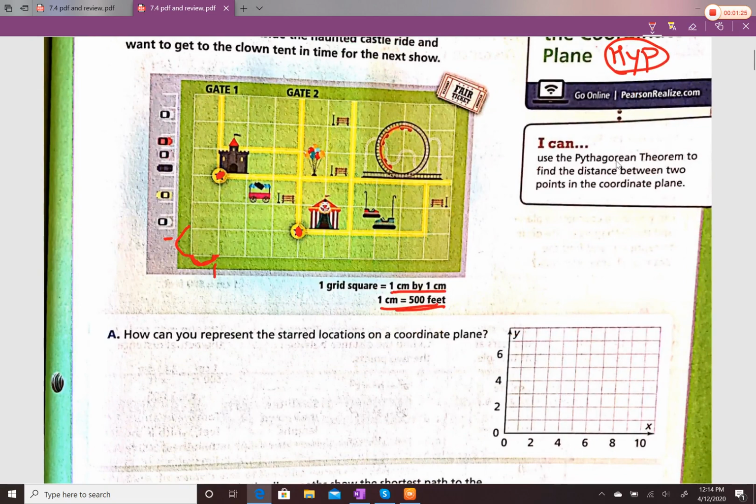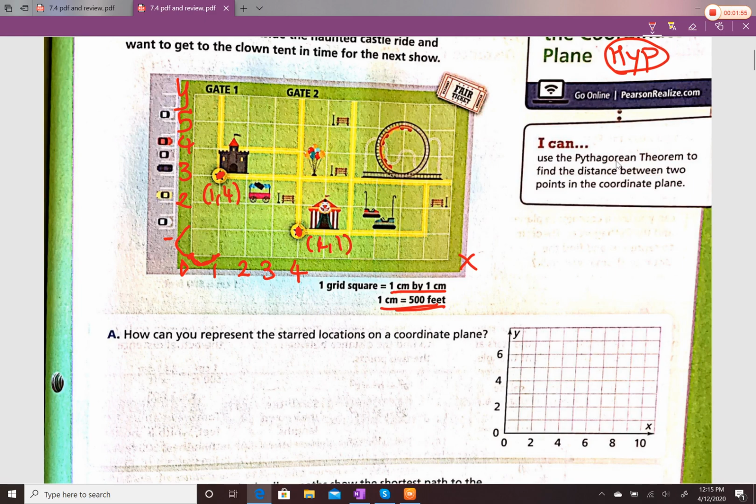How can you represent the start location on the coordinate plane? So I know this is 0, this is the y-axis, this is the x-axis. So this is 1, 2, 3, 4. This is 1, 2, 3, 4, 5. So if I want to plot this, this is 1, 4. And if I want to plot this, this is 4, 1.